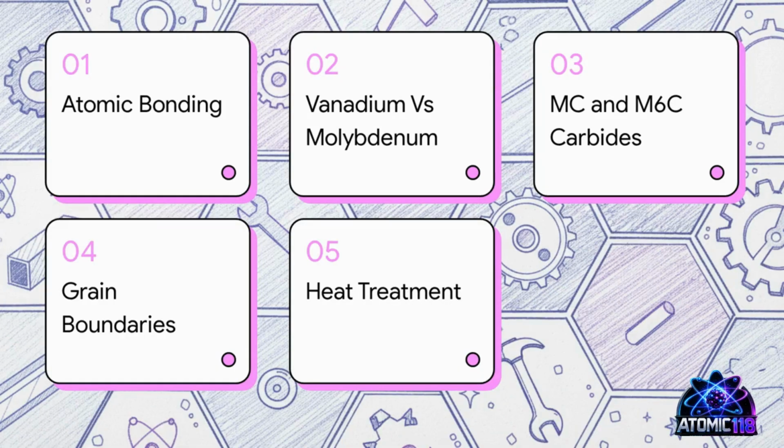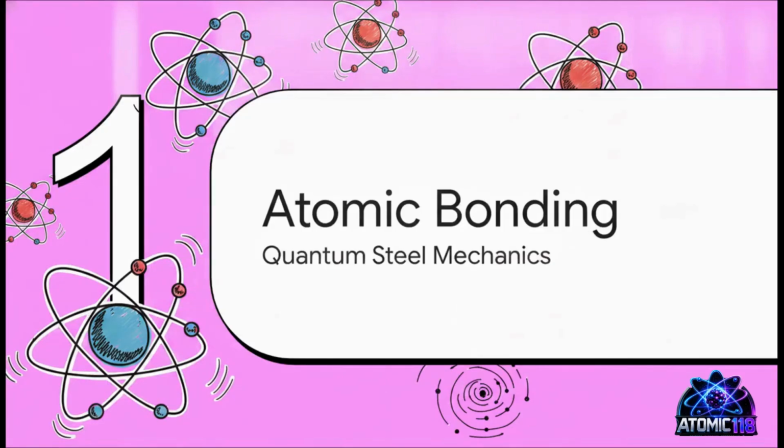To figure out how this works, here's our roadmap for today. We're covering 1. The atomic bonding foundation. 2. Vanadium versus molybdenum. 3. MC and M6C carbides. 4. Pinning the grain boundaries. And finally, 5. Optimizing heat treatment. All right, let's jump right into part 1, the atomic bonding foundation and the quantum mechanics of steel.